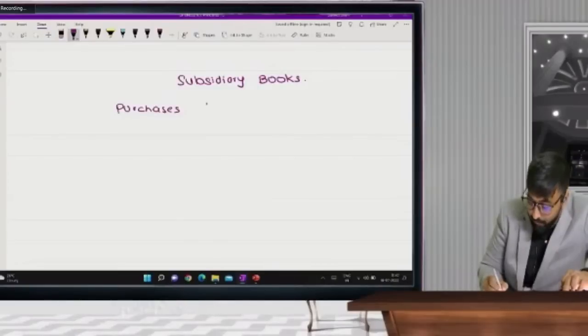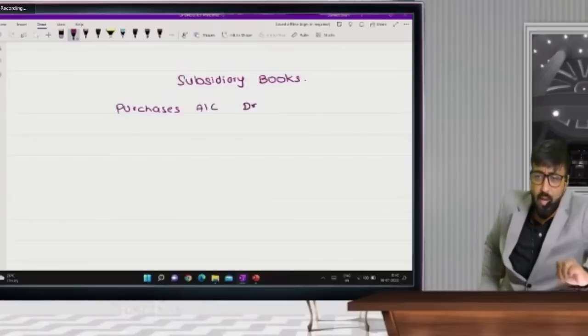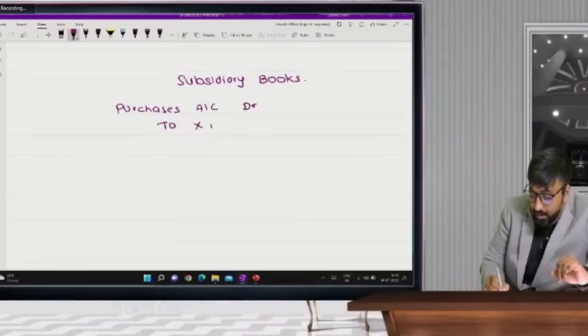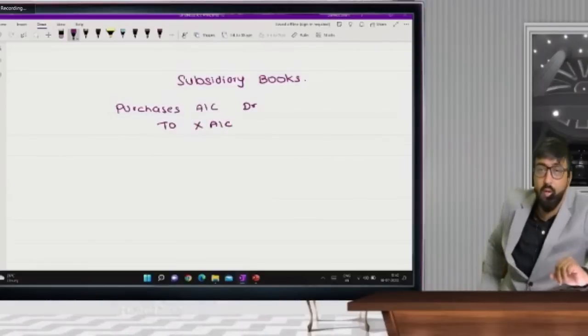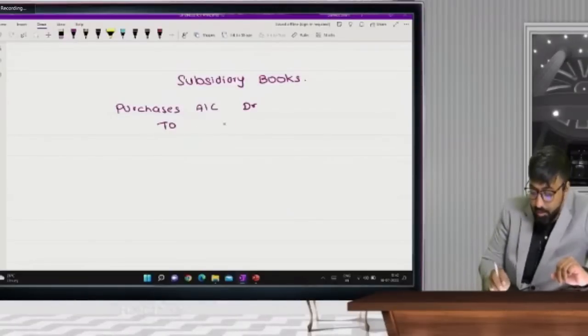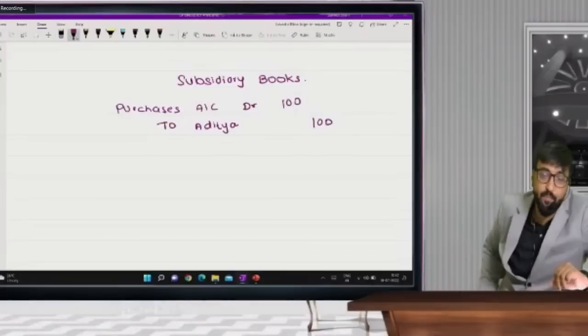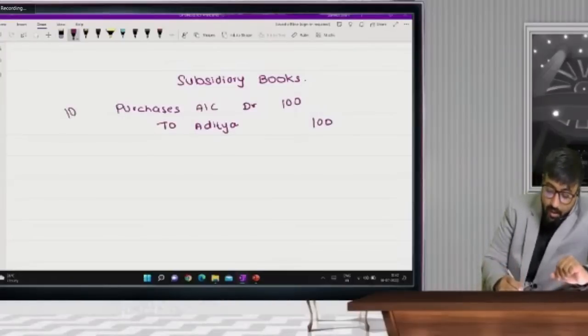Purchases account debit. Assume we debit the purchases account to X account, or Aditya account. Sorry, purchases account debit to Aditya. I bought some goods of ₹100 from Aditya at 10 a.m. in the morning.